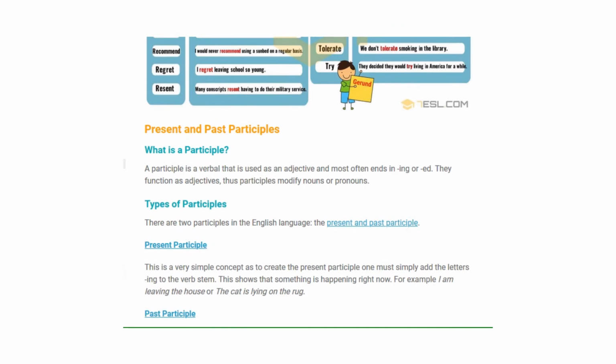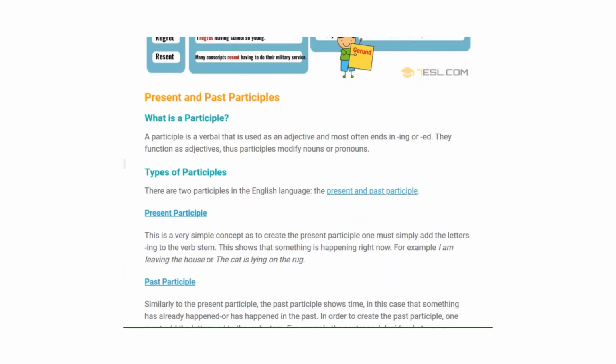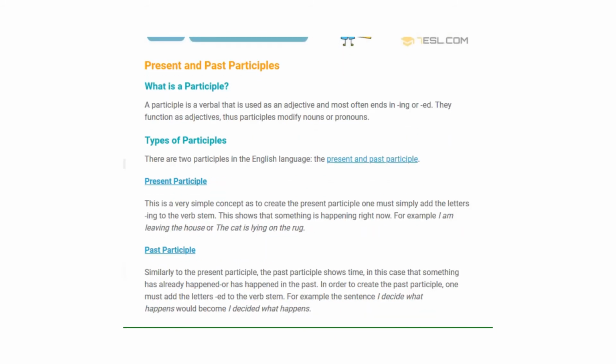Then we move to present and past participles. So what is a participle? A participle is a verbal that is used as an adjective and most often ends in ing or ed. They function as adjectives, modifying nouns or pronouns. So, types of participles. There are two participles in the English language, the present and the past one.